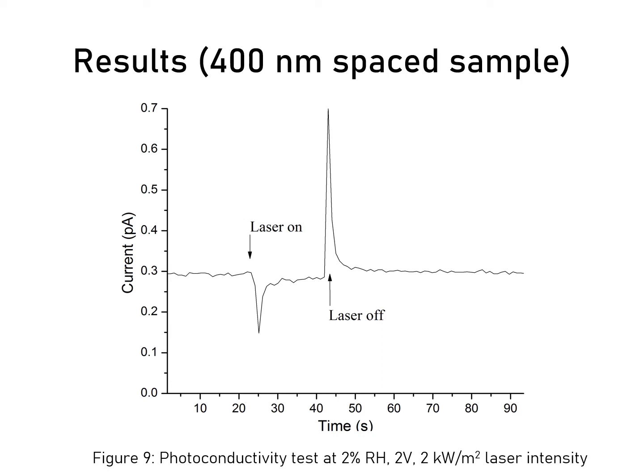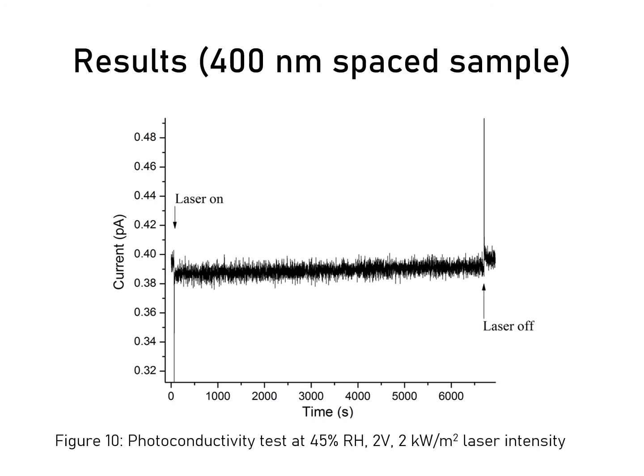When we applied a constant voltage, 2 volts, across this sample and illuminated it with a laser, we found that at low humidities there was very little effect. The data shown here shows no significant change in current when the sample is illuminated with a laser at 2% relative humidity. Similarly, at 45% relative humidity, the laser showed no significant effects.